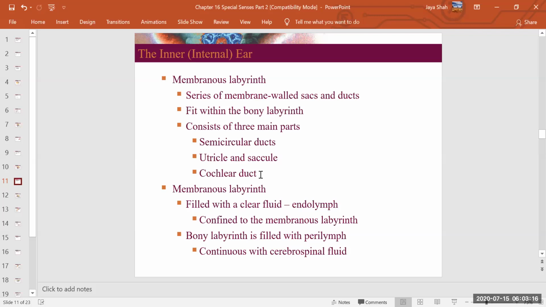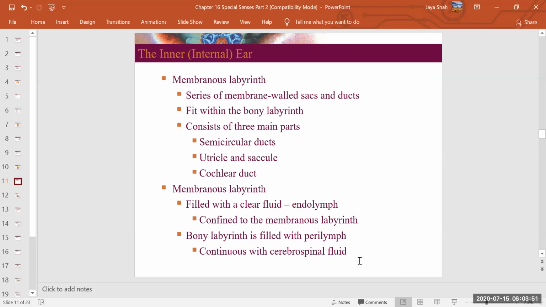So the cochlear duct fits into the cochlea, the utricle and saccule fit into the vestibule, and the semicircular ducts fit into the semicircular canals. The membranous labyrinth is filled with a clear fluid called endolymph. What is the bony labyrinth filled with? Perilymph. The endolymph is confined to the membranous labyrinth, while the bony labyrinth is filled with perilymph, which is continuous with the cerebrospinal fluid.